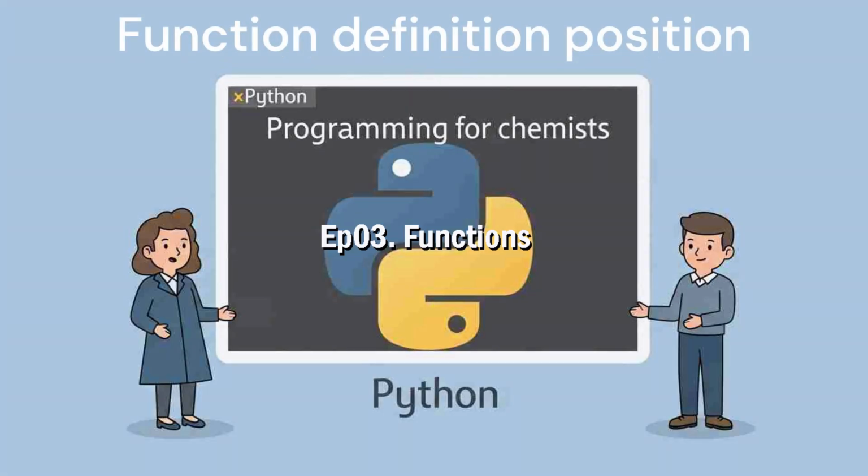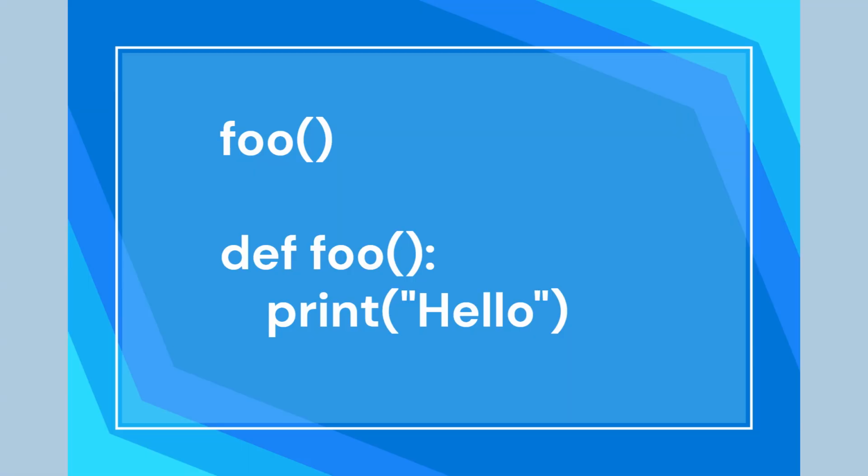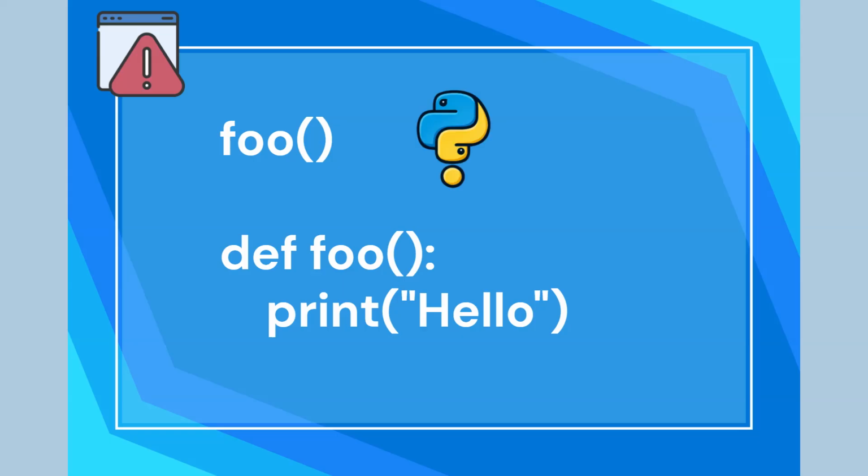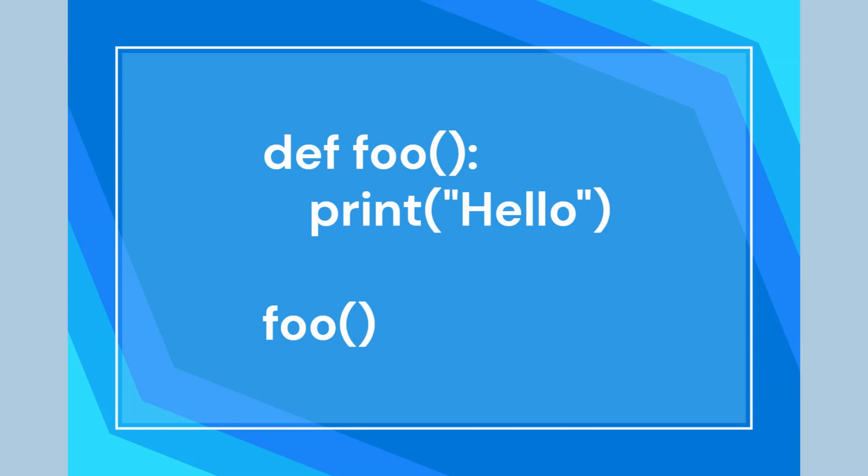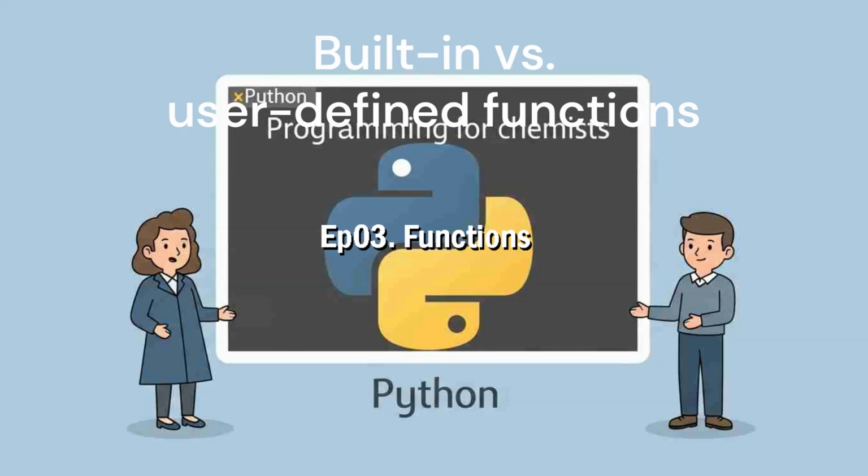5. A function must be defined before it's called. This will generate an error: foo(), then def foo(): print("hello"). Because Python reads the file from top to bottom, it doesn't know what foo is yet. But this works: def foo(): print("hello"), then foo(). 6. Built-in versus user-defined functions.